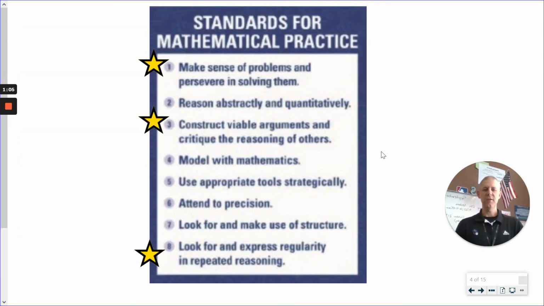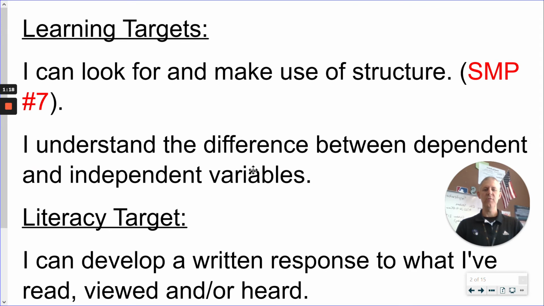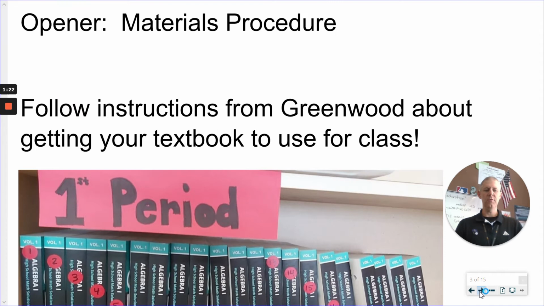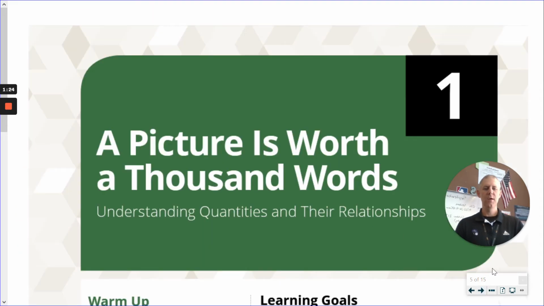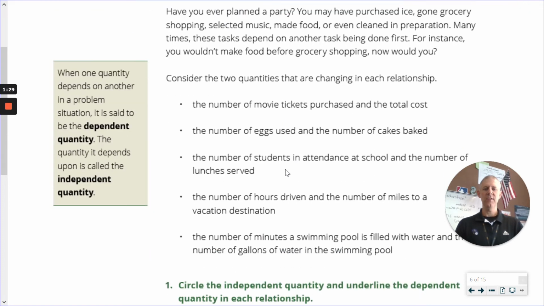These are the 3 standards we're going to focus on for this week: making sense of problems and persevering in solving them, constructing viable arguments and critiquing others' reasoning, and looking for and expressing regularity in repeated reasoning. The really big goal I want to have for you today is understanding the difference between dependent and independent variables, and then being able to draw some graphs for that. So we're starting on page 8 in the book, and we went through and identified these quantities.